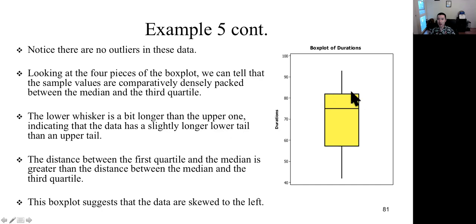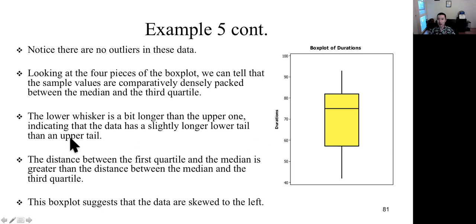So here, this line is the third quartile, and this line is the median. Remember, the data points between these two lines take 25%, because this range is smaller than the other range, so we call that densely packed between the median and the third quartile. Okay.